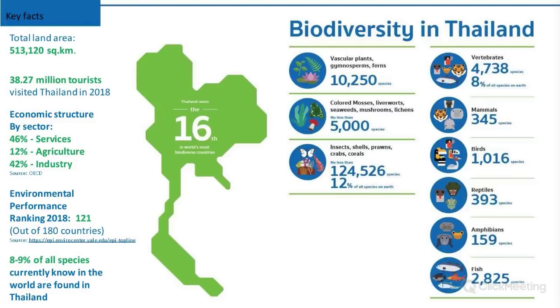It is no surprise that Thailand is one of the most visited countries in the world. And last year, we saw a record of 38.27 million tourists coming to our country. And we have to understand that even though tourism revenue can contribute around 20% to our GDP, when you look at how we perform in terms of environmental performance, we rank number 121 from the survey.